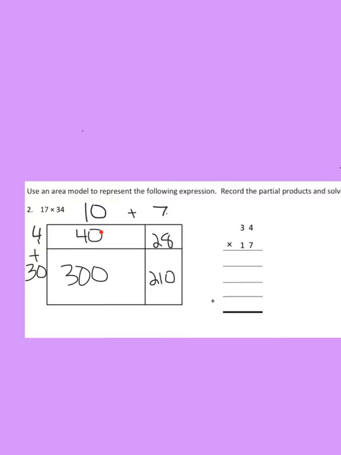Now that we've calculated all of the inner squares, we could just add them all up to get our answer. So we would add 300 plus 210 plus 40 plus 28 to give us 578.